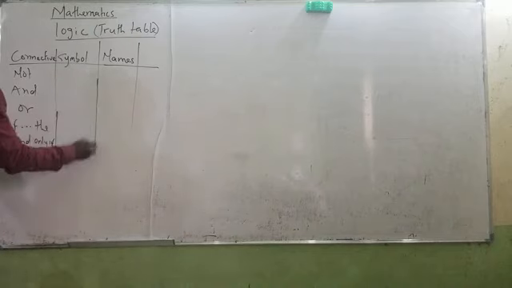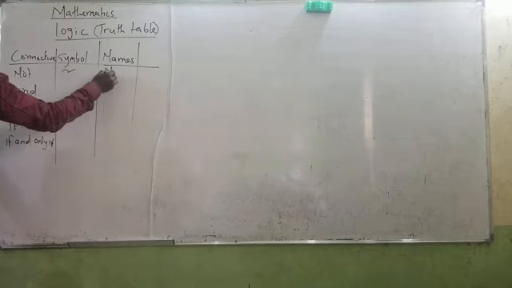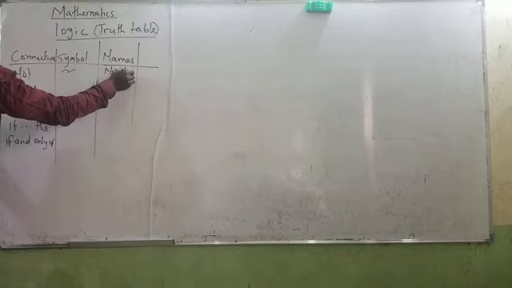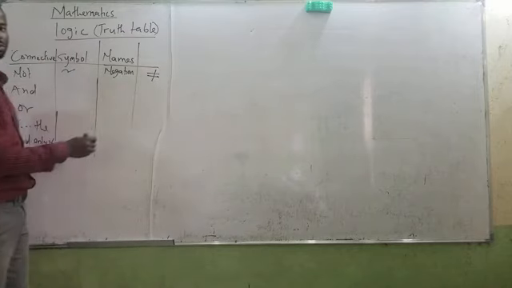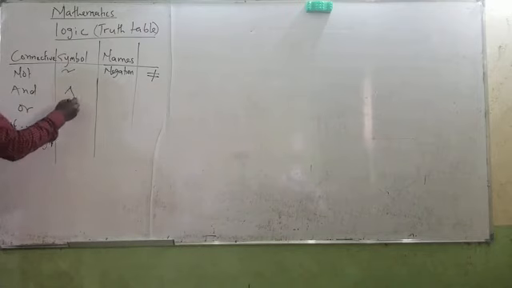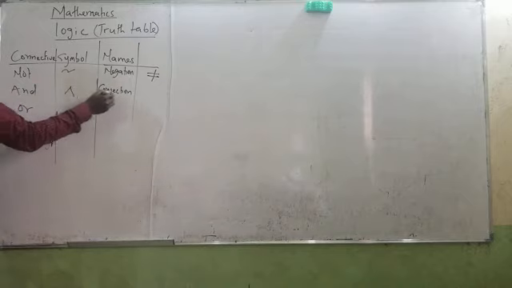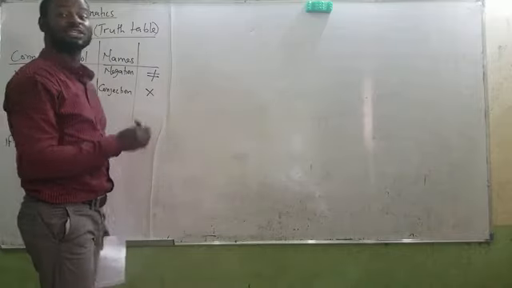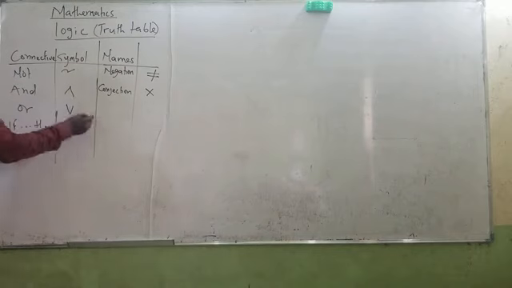Not is indicated by this symbol, which means negation. It means not equal. This one is and, which is conjunction, and and is multiplication. Negative times positive is always negative. That is what I want to use.